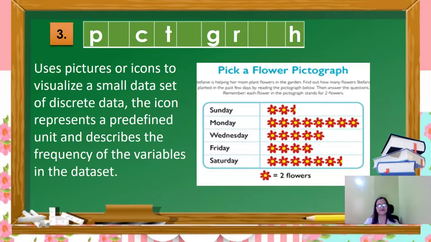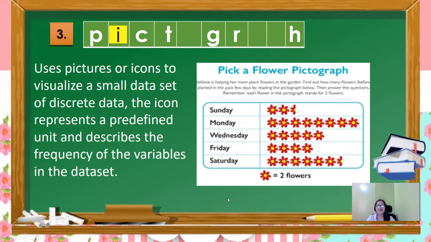Okay, next. This graph uses pictures or icons to visualize a small data set of discrete data. The icon represents a predefined unit and describes the frequency of the variables in the data set. It is composed of pictures, so it is a pictograph.